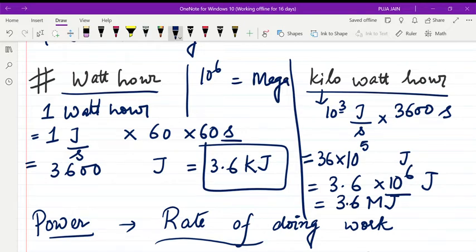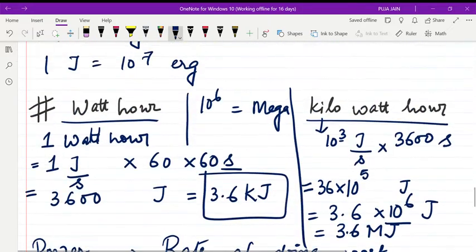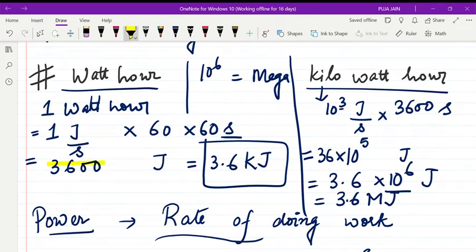Like kilo is what? 10 to the power 3, right? So these are the bigger units of energy. When we do sums, it can be asked that expressed in terms of kilojoule or expressed in terms of megajoule. Then you have to use this type of relations.